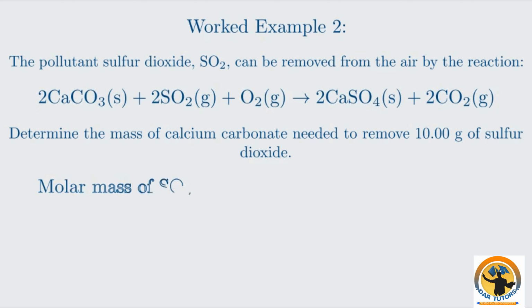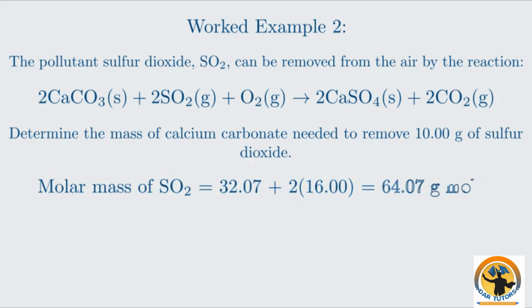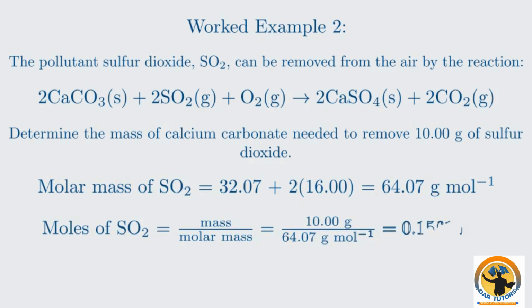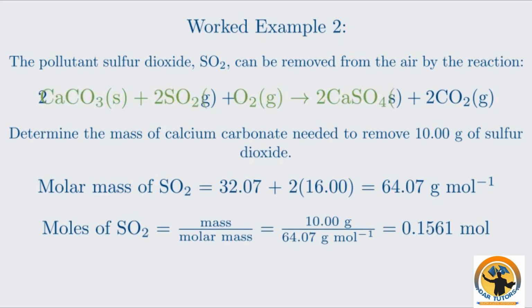Next, we find the molar mass of sulfur dioxide. Sulfur is 32.07 and oxygen is 16.00. So the molar mass of SO2 is 32.07 plus 2 times 16.00, which equals 64.07 g/mol. Now we convert the mass of SO2 to moles. 1000 grams divided by 64.07 grams per mole gives us 0.1561 moles of SO2. Looking at the balanced equation, we see that 2 moles of CaCO3 are needed for every 2 moles of SO2.